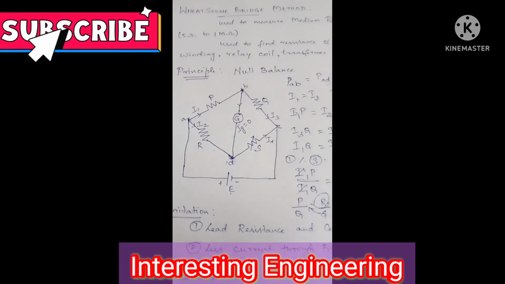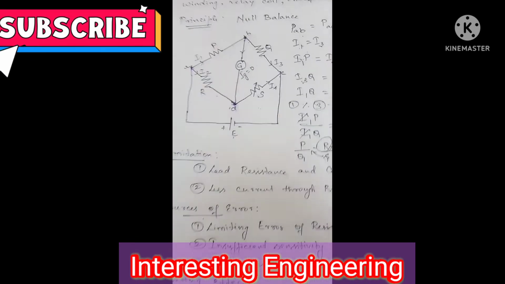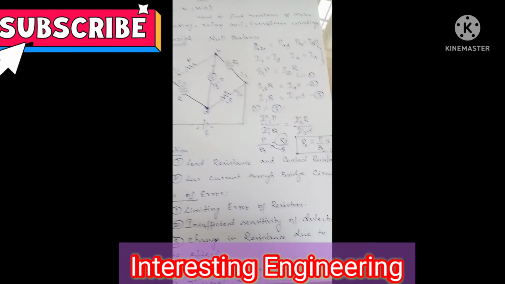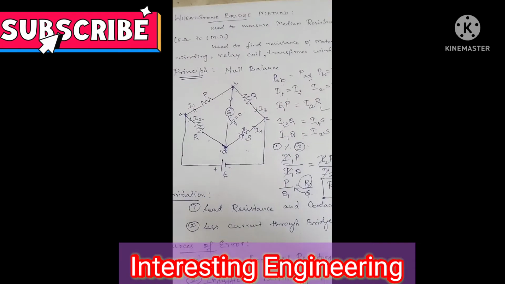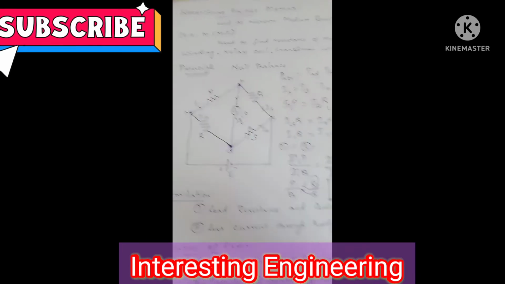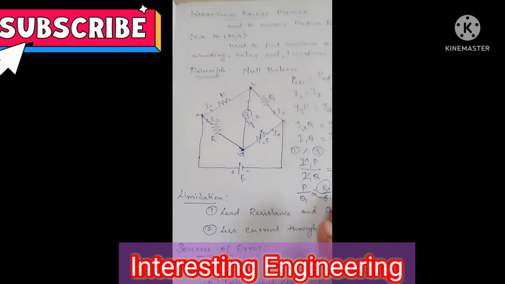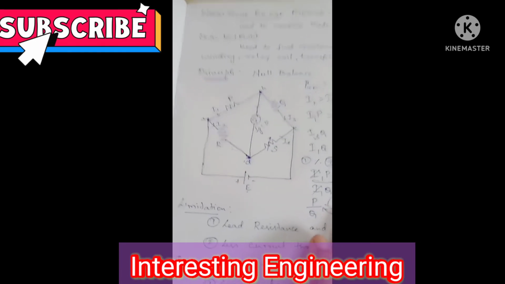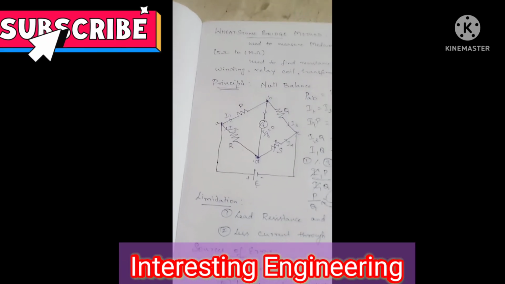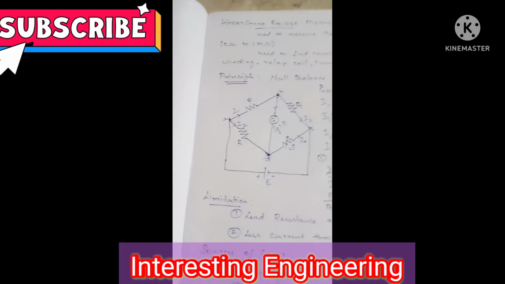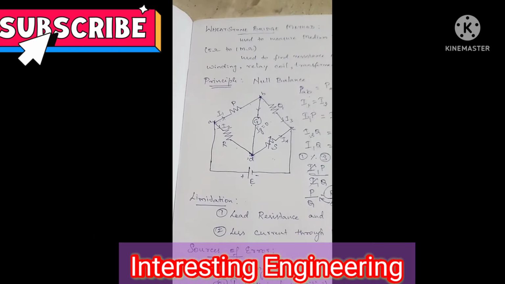One is the lead resistance and the contact resistance, and the other one is the current through the galvanometer. If it is less, it can't detect. So that too causes error in this Wheatstone bridge circuit. Those things we can eliminate by making certain modifications in this bridge circuit, that we shall see in our next topic.